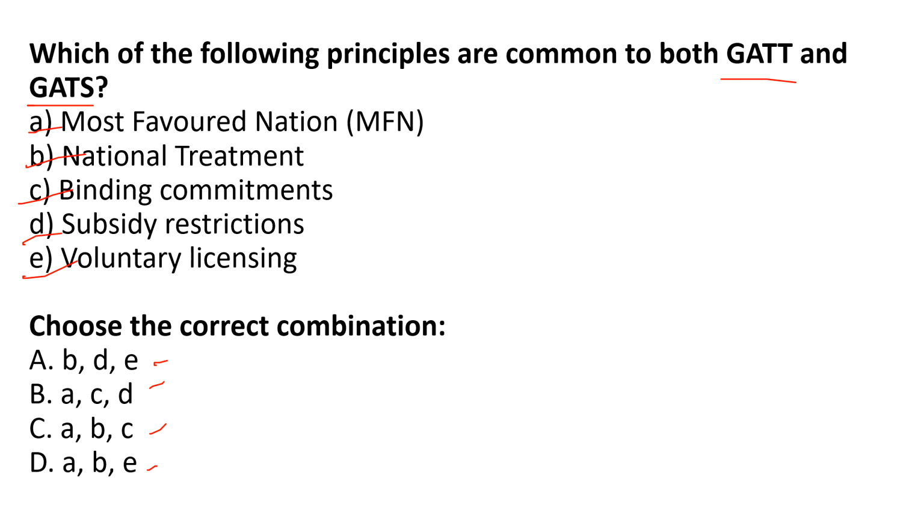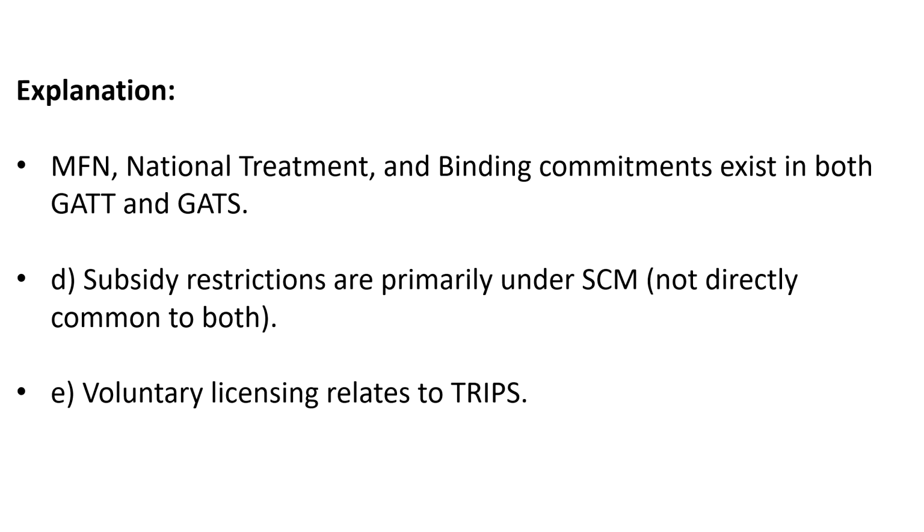I'll give you some time for it. Alright, so the right answer is option A, B and C. That means most favored nation, national treatment and binding commitments. Let's have an explanation of it.